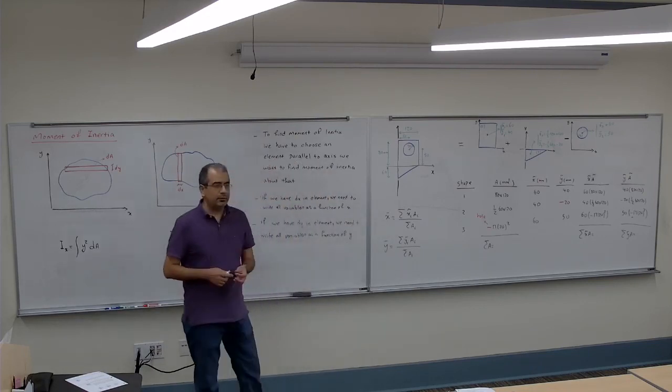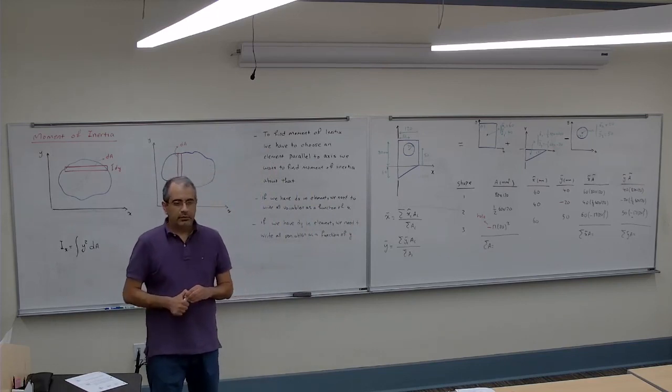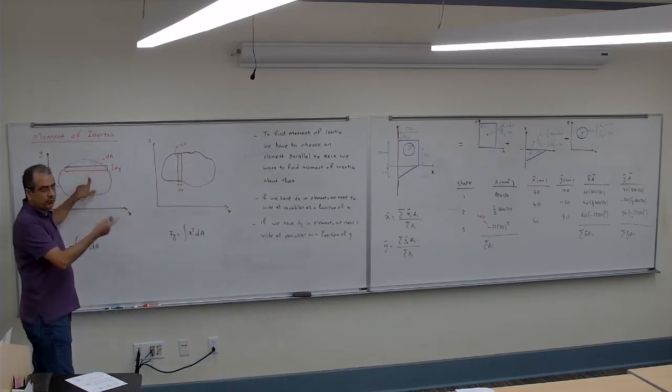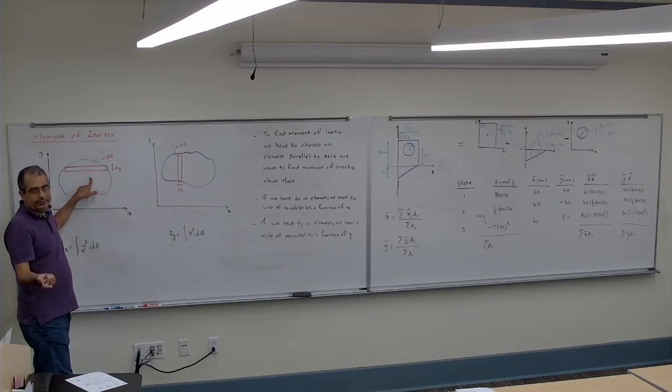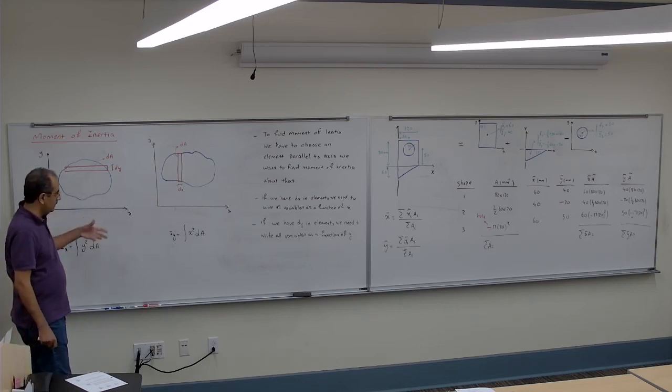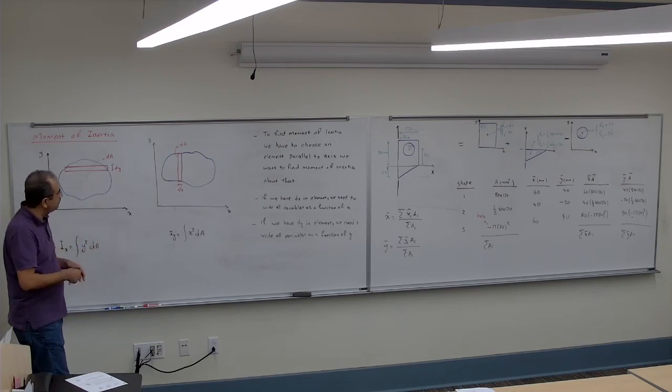Similar to what we did before. But for the centroid, we just need one of them to calculate both. Here, we have to have two different elements. So the amount of work is basically doubled here.